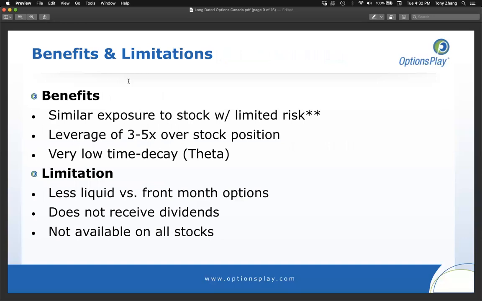So just to reiterate, one of the benefits of the strategy is that it gives you similar exposure to the underlying stock, but in a way with limited risk. Now, when you use this type of strategy, these long-dated options, especially with some of the expirations and strike prices that I'm going to line out in the next slide, you're usually going to get about 3 to 5x leverage over the position. In the previous examples, both the call and the put example, you had about a 4-to-1 leverage, meaning you can control $100 worth of stock with just $25 a share.